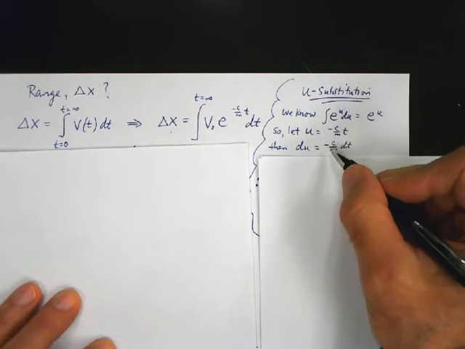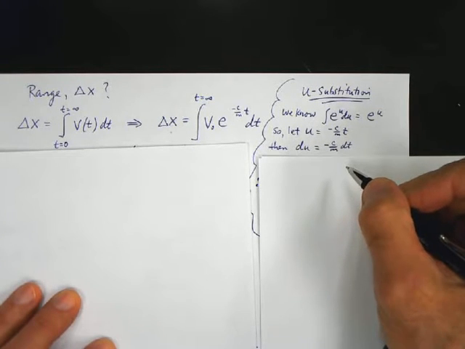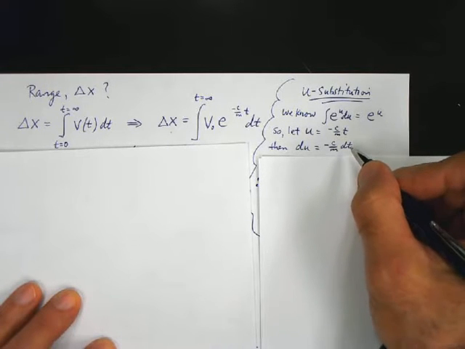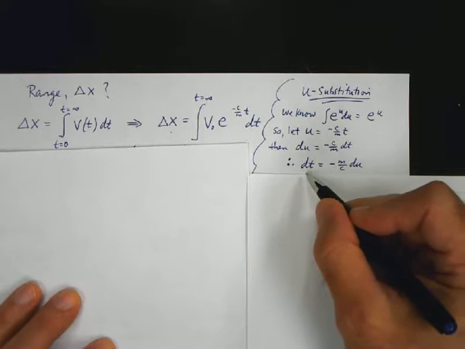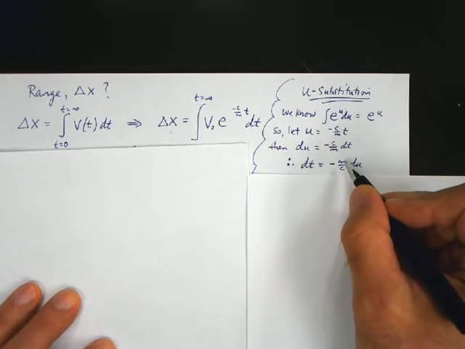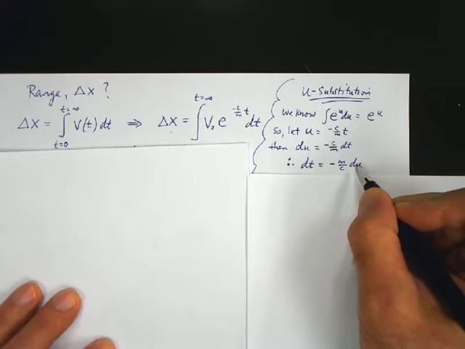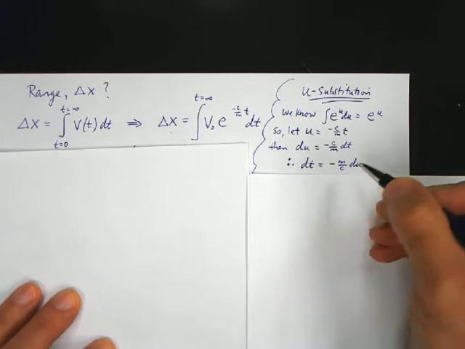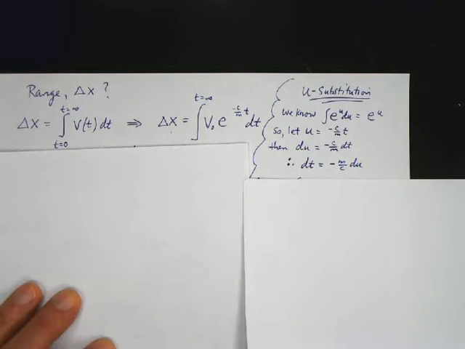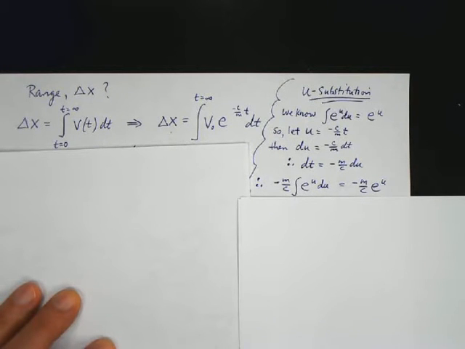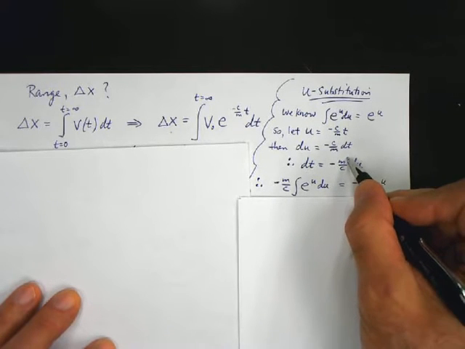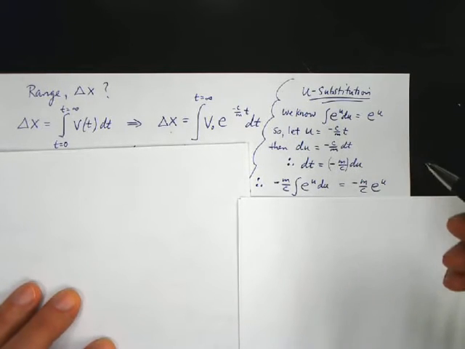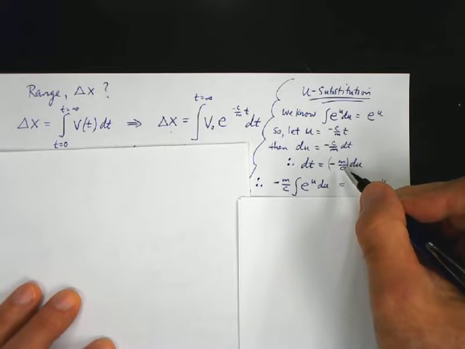Alright, we know that. So what if we let u be this complicated looking thing right here, negative c over m times t? Then what would du be? Well, du would be just the derivative of that, which would be negative c over m dt. That's easy enough, right? Now what if we solve for dt instead? So let's rearrange and solve for dt. Therefore we get dt is equal to negative m over c du. This is a common technique used in integration.